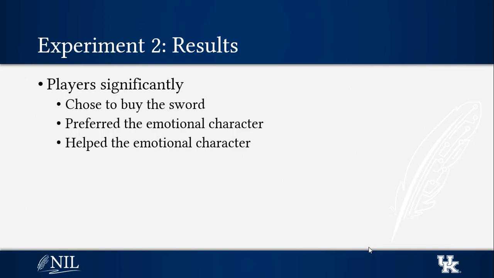After the experiment, we asked the participants to choose the character they found more believable and realistic, and they significantly preferred the emotional character. The players also had the option to help either one of the characters by giving them a coin or a sword. Not only did the players choose to help the emotional character, they significantly stated that they would have helped both characters if they could, but they chose the emotional character.